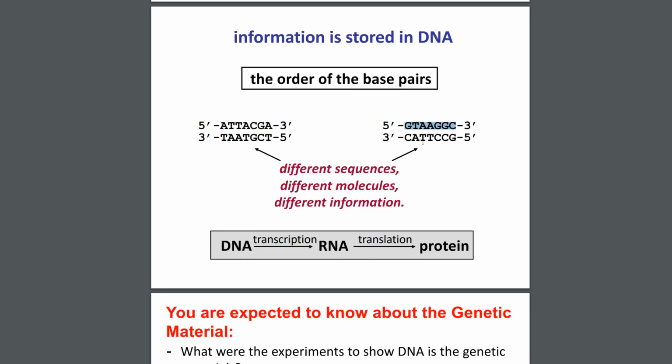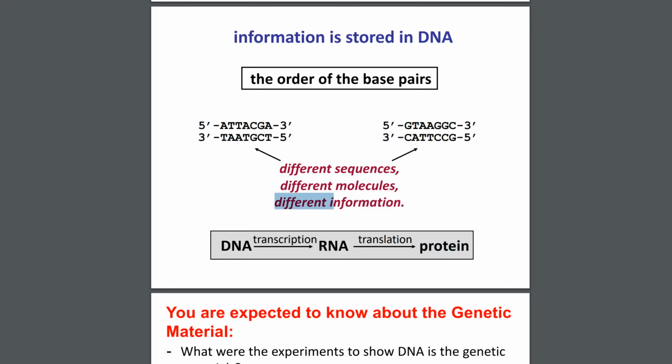If we look at just the top part here, we have a 5' to 3' GTAAGC, or GGC rather. And on this side, we have an ATTACGA. This is 5' to 3', this is 5' to 3'. They're going in the same direction, but they have different sequences. And different molecules could refer all the way down to even protein. If we have different sequences, they're going to end up as being different proteins.